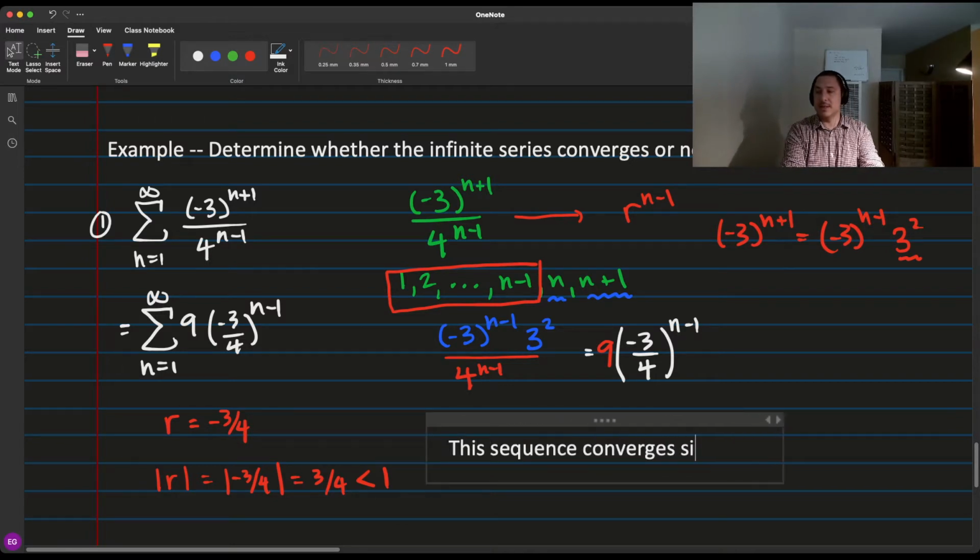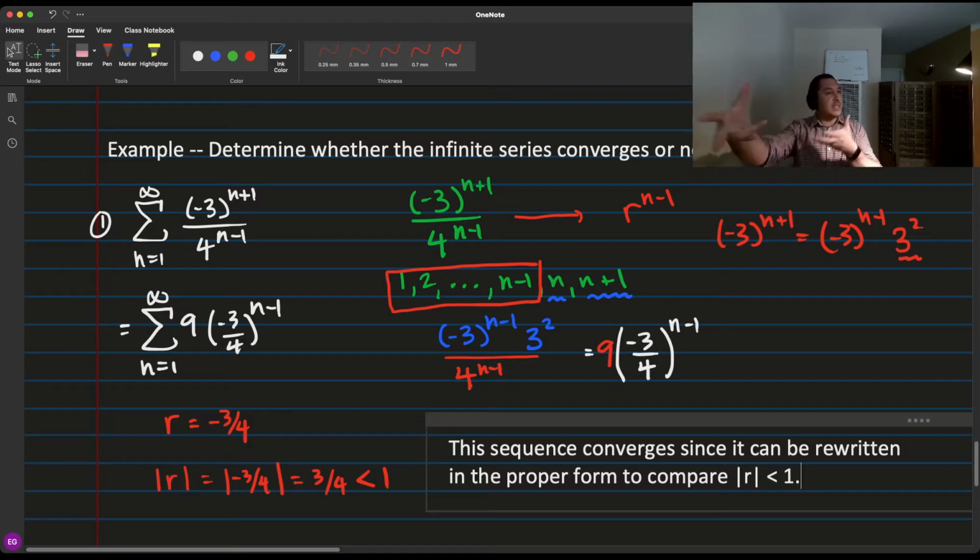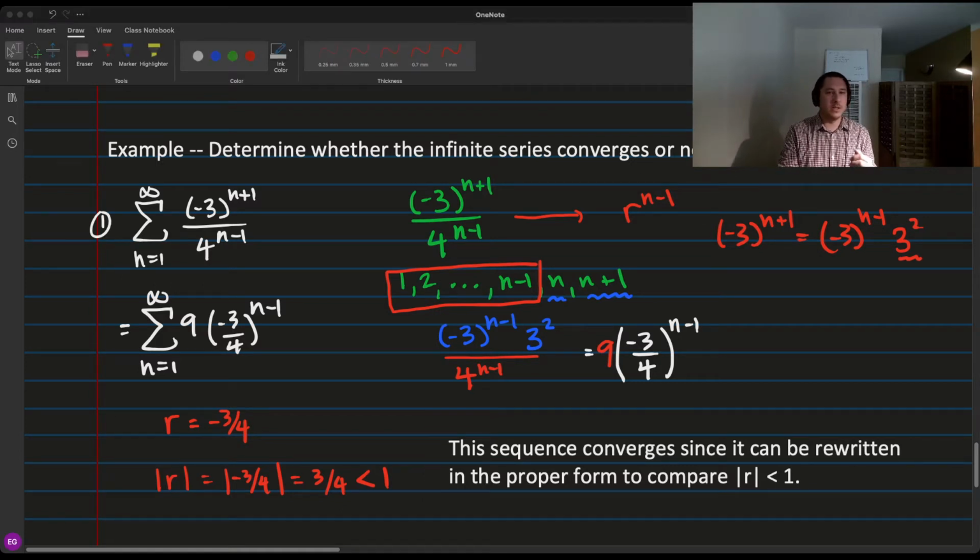This series converges since it can be rewritten in the proper form to compare the absolute value of r with respect to 1, right? Does it make sense? You have to have it to the n minus 1 power. You need your number to the n minus 1 power. You can't have some of it to the n plus 1 and some of it to the n minus 1. You have to reconfigure everything. So you look at that single number. That's what gets compared to r. My words are not coming out properly. So it's a bit of algebra, and it's a real pain sometimes, but it's just what you have to do.